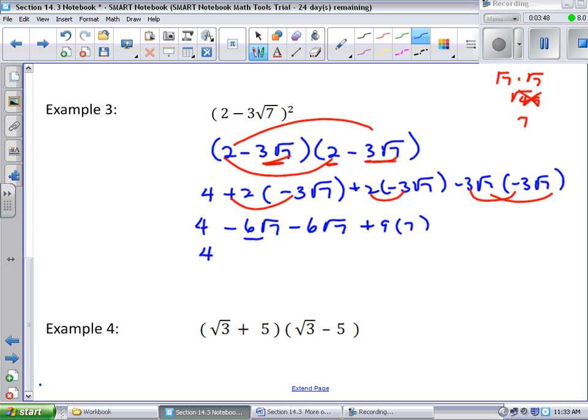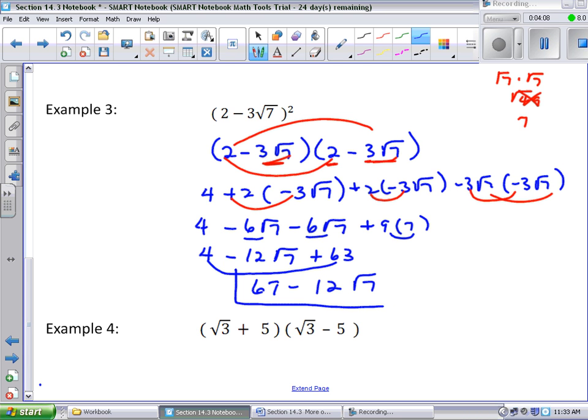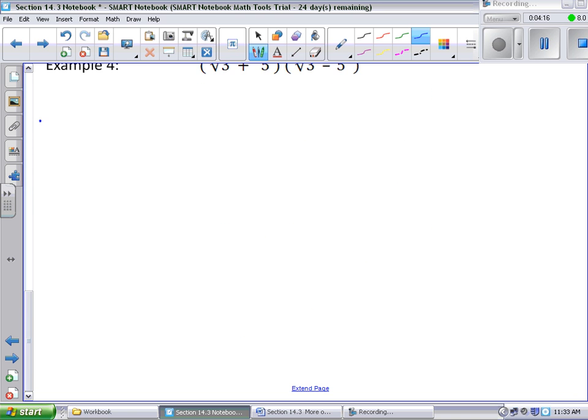And when I add negative 6 square roots of 7 and negative 6 square roots of 7, I'll get negative 12 square roots of 7 plus 9 times 7, which is 63. So finishing this problem up, this is all I can do. 63 plus 4 is 67 minus 12 square roots of 7. I cannot combine my 67 and my 12 because the 67 does not have a radical part with it, so they are not like terms.